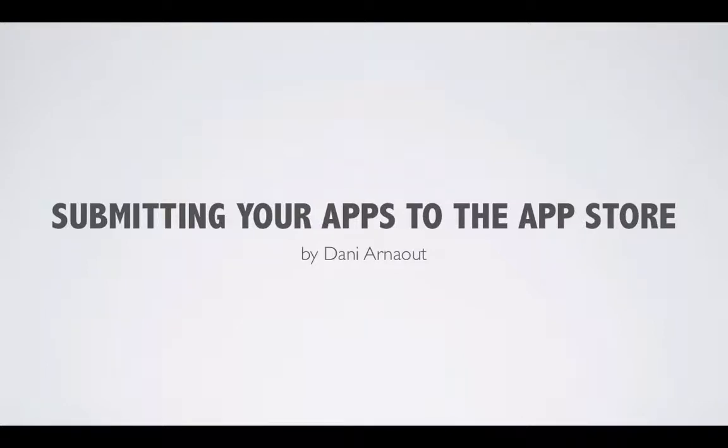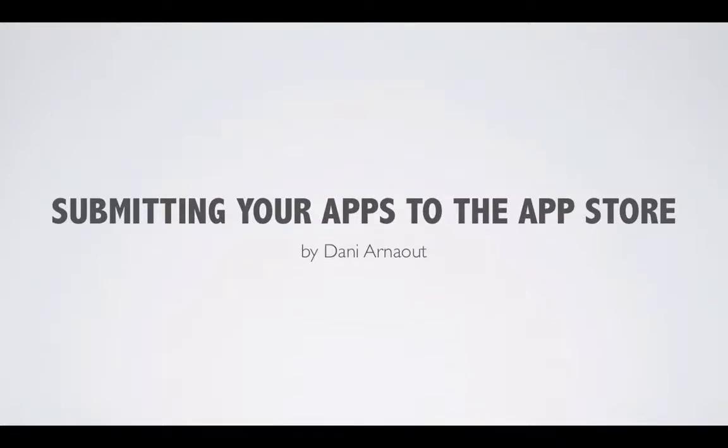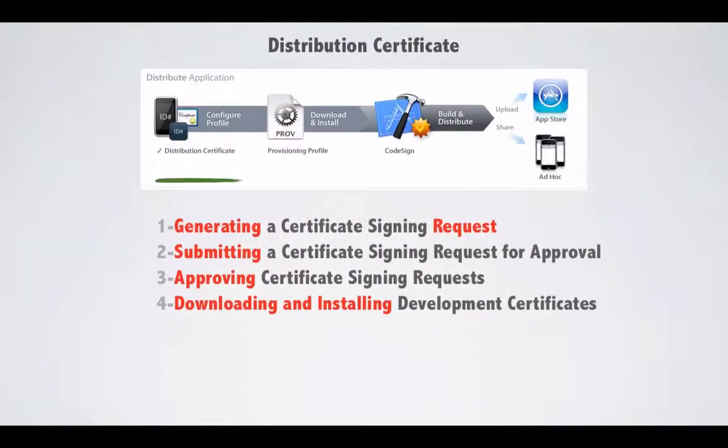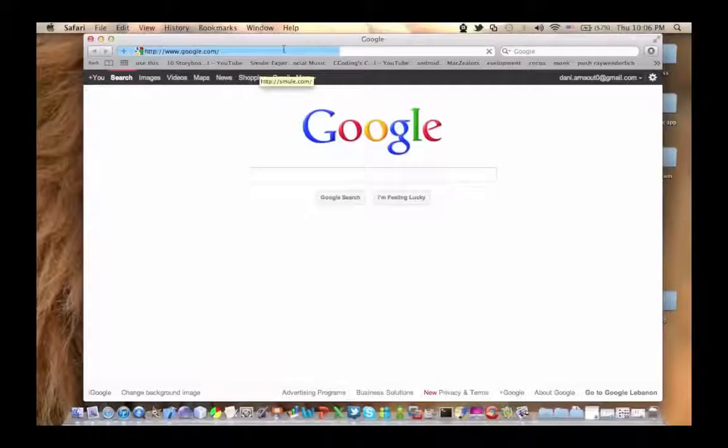Hey, today I'm going to tell you more about how to submit your app to the App Store. First of all, we need a distribution certificate. Now, this distribution certificate allows us to upload the application that we have created from our Mac to the App Store. So, to do this, we have to do these 4 steps. Let's move and start with them.